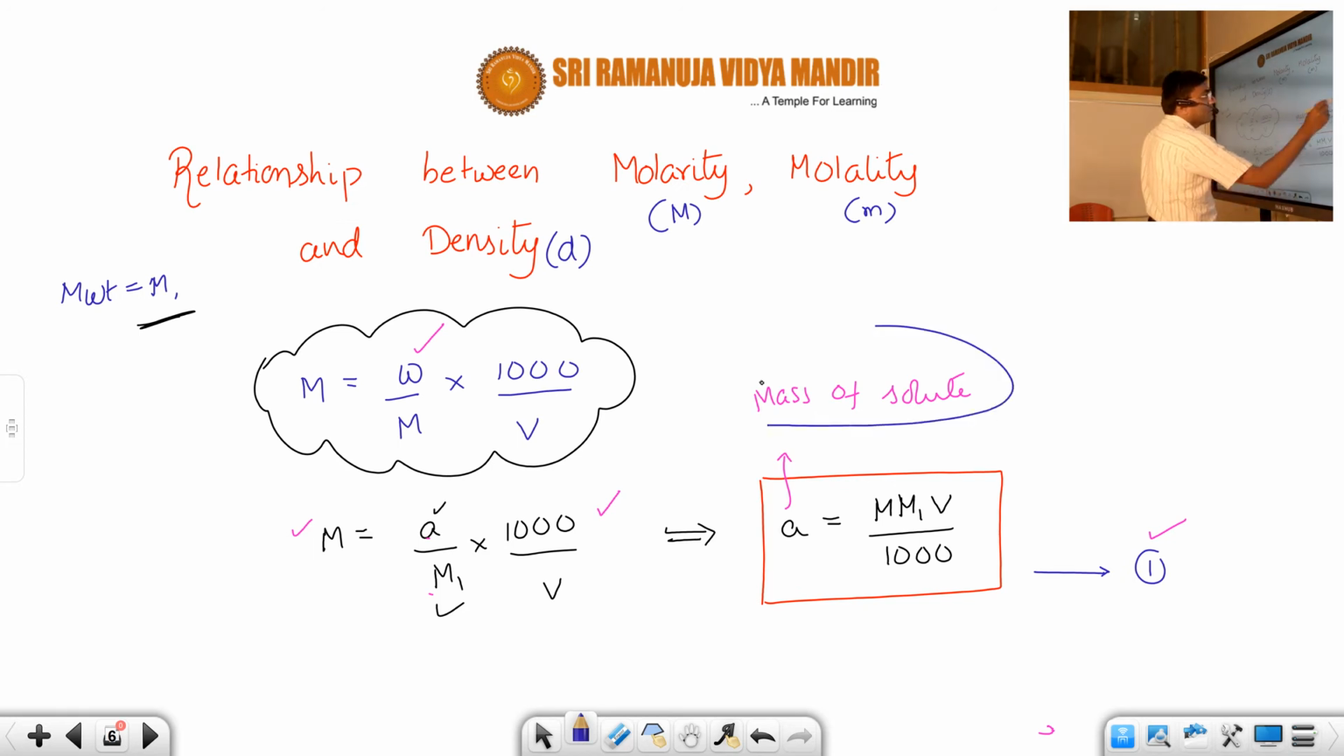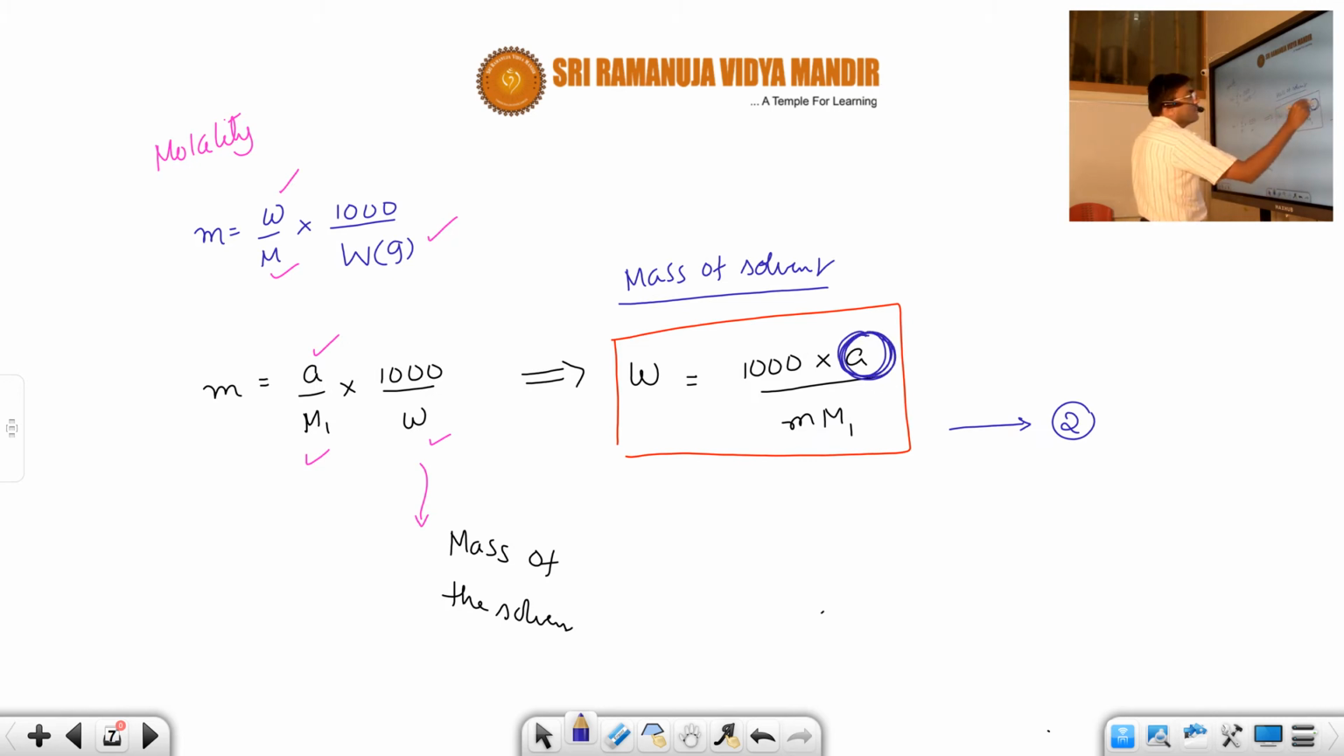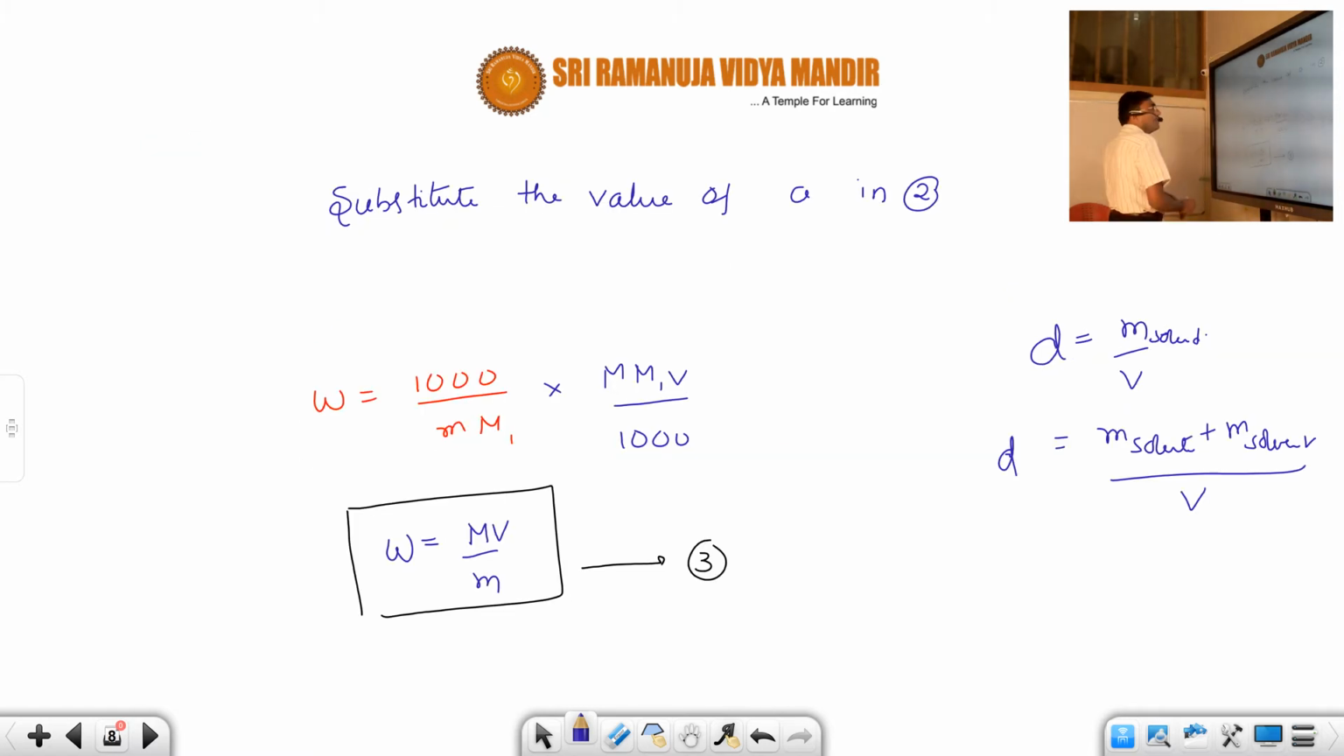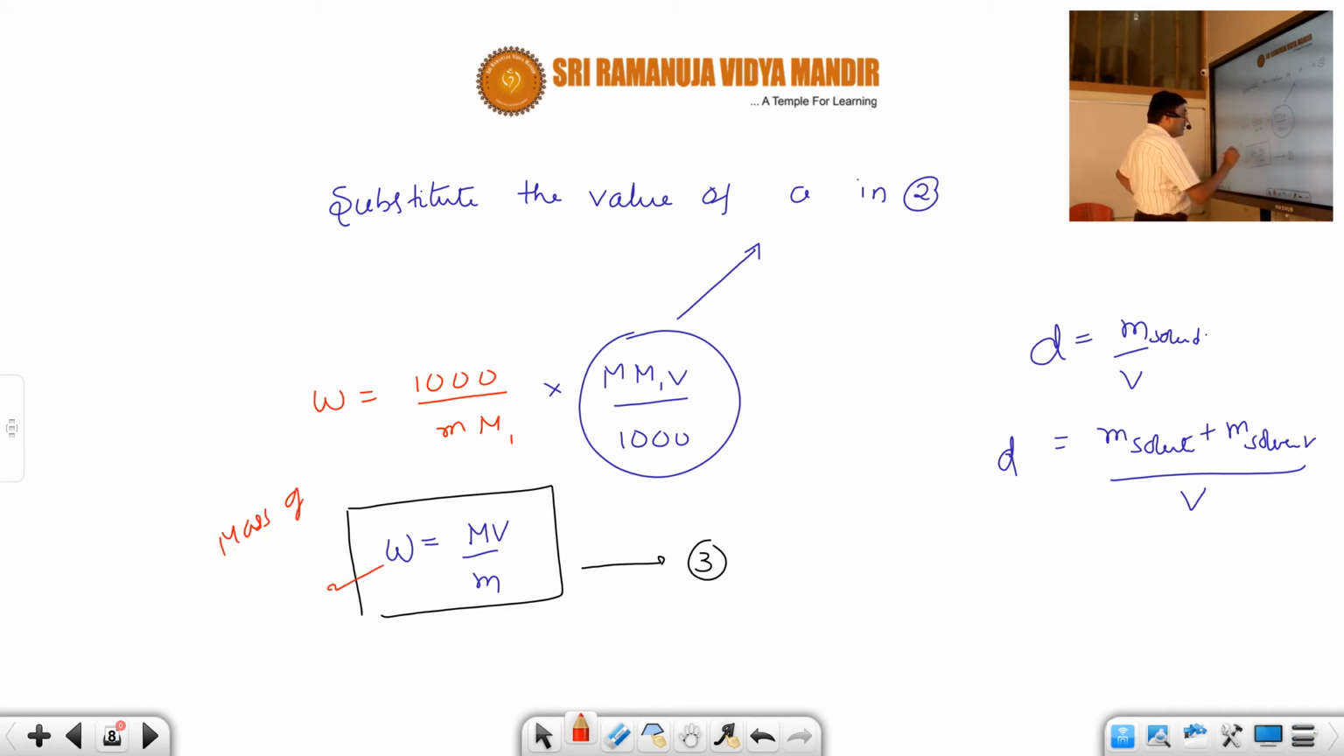So that first value, go back. From 1 you got the mass of the solute. This A value you substitute here, from 1. I hope you understood. Now let us go back to the front side. So this value is substituted here, the A value. Okay, this is the value of A. Clear? Now if you calculate, without A you got the mass of the solvent. Now in this case the mass of the solute is not there, only the mass of the solvent is there in this relation.